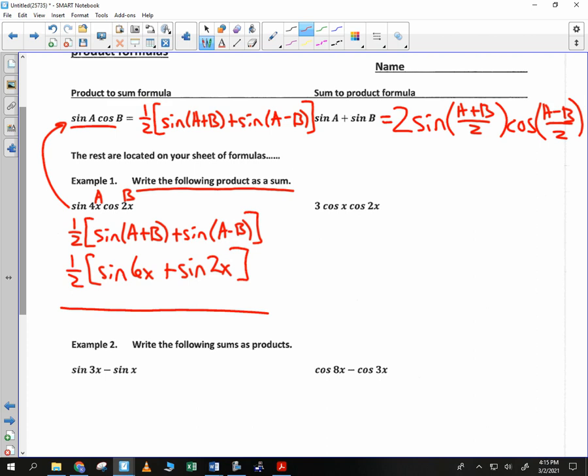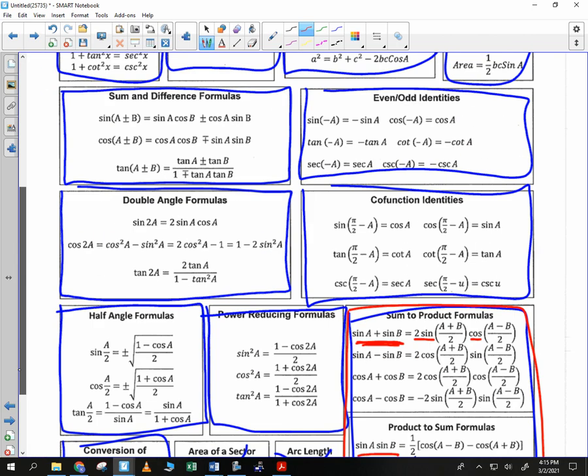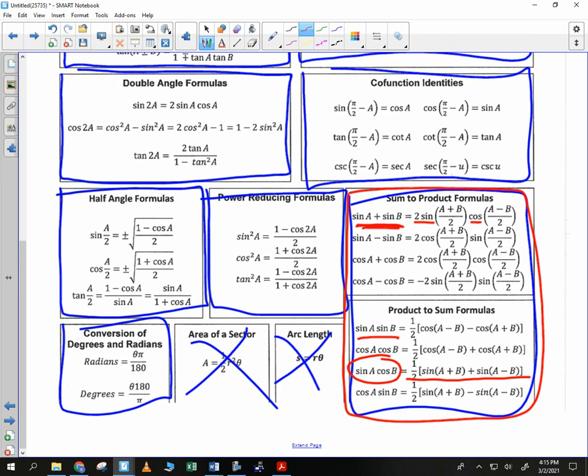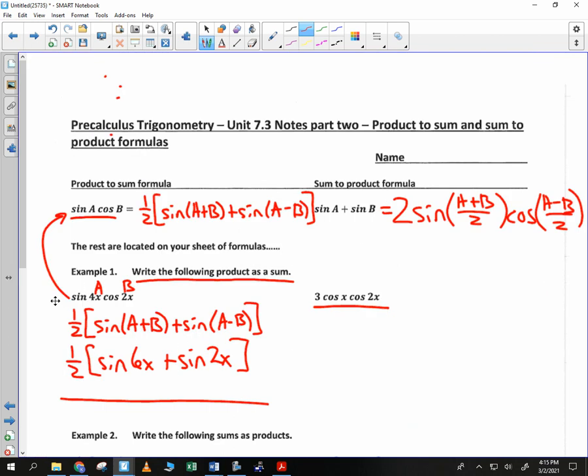Here we have cosine times cosine. Okay, so I'm going to write down that cosine formula. I don't have that one written down already. So let's locate cosine times cosine. It's this one right here. So it's 1/2, and it's cosine of A minus B, and then cosine of A plus B. So let's write that down. It's 1/2 times cosine of A minus B plus cosine of A plus B.